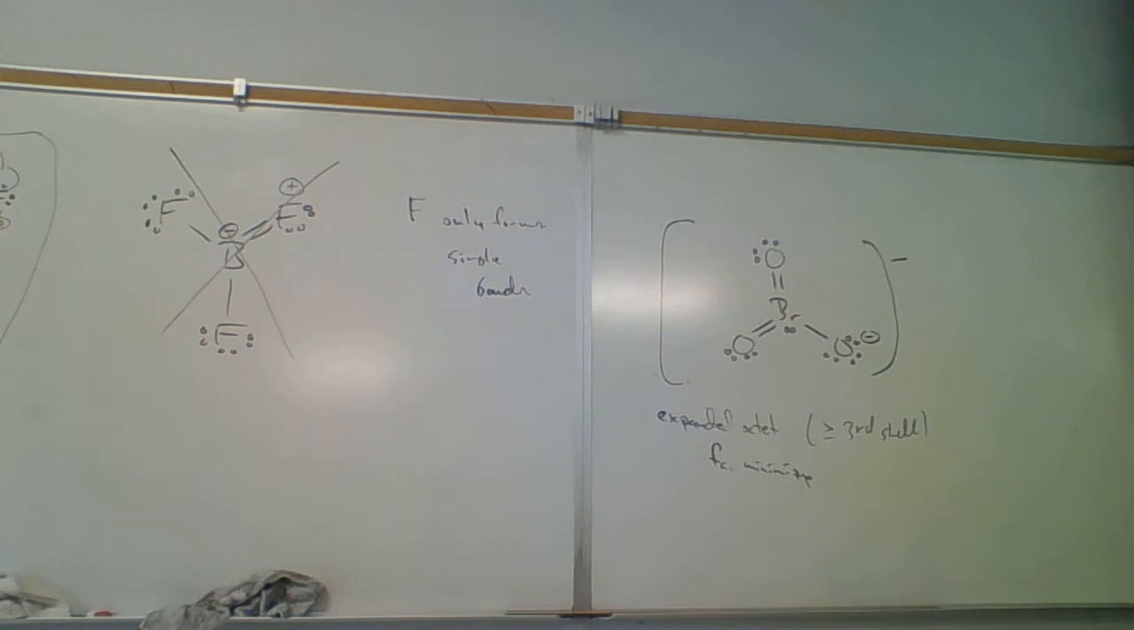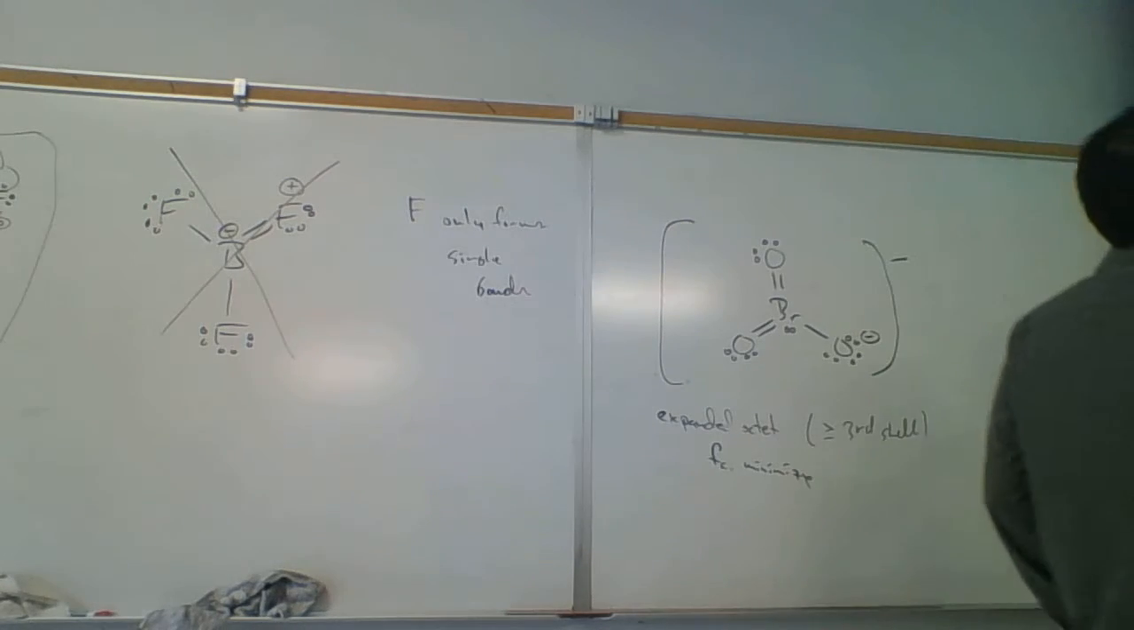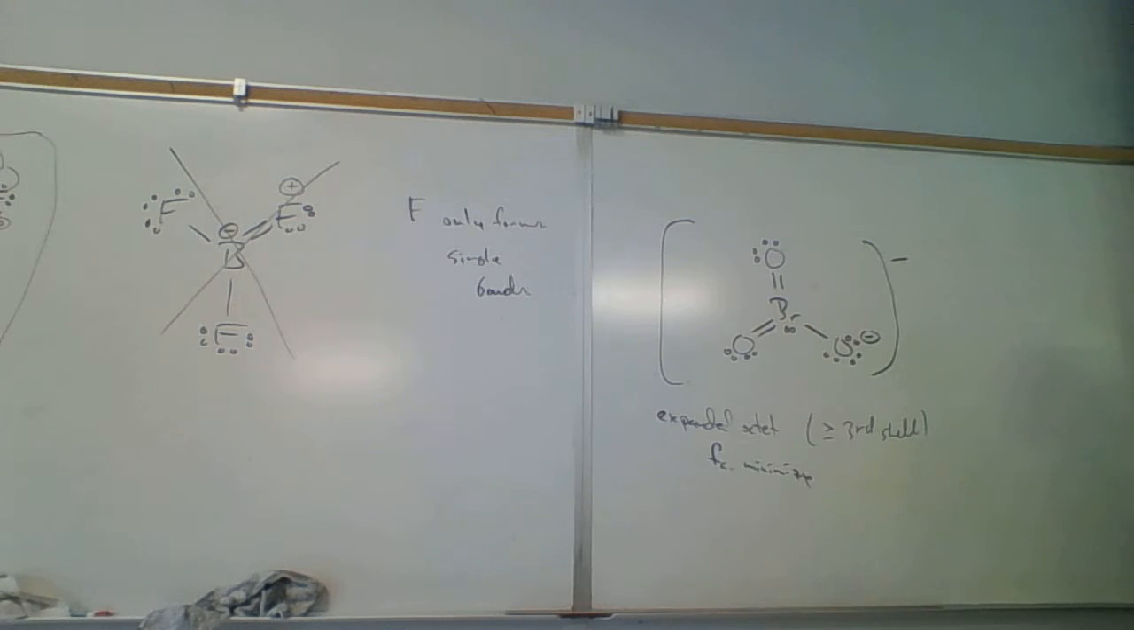And so this is the reason why we have this situation. This situation is when we have less than an octet. Molecules with less than an octet would be BF3. BF3 is going to have less than an octet because fluorine cannot double bond.